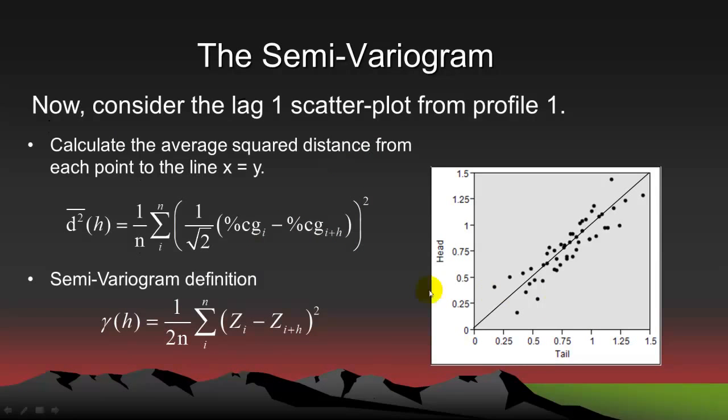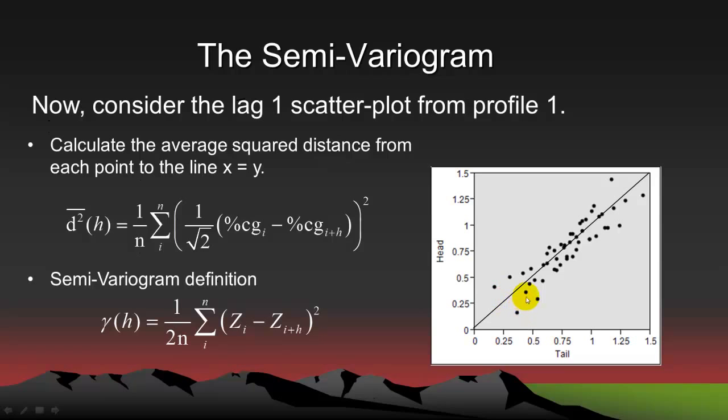Now let's consider the lag 1 scatter plot from profile 1. Here we have a great number of points, and so given the information from that prior slide, we can calculate the distance from each one of these points to this x equals y line. Now, so that we don't have positive distances canceling negative distances, we'll just square the distance.